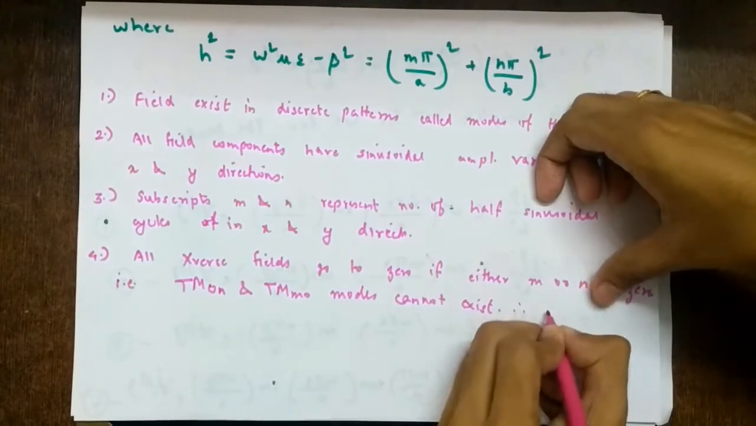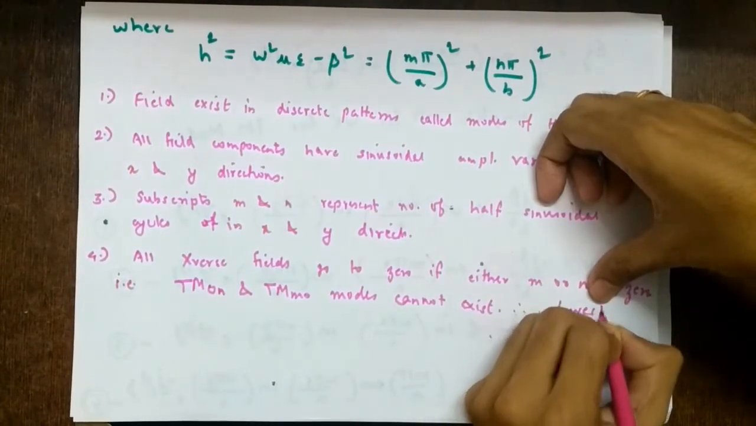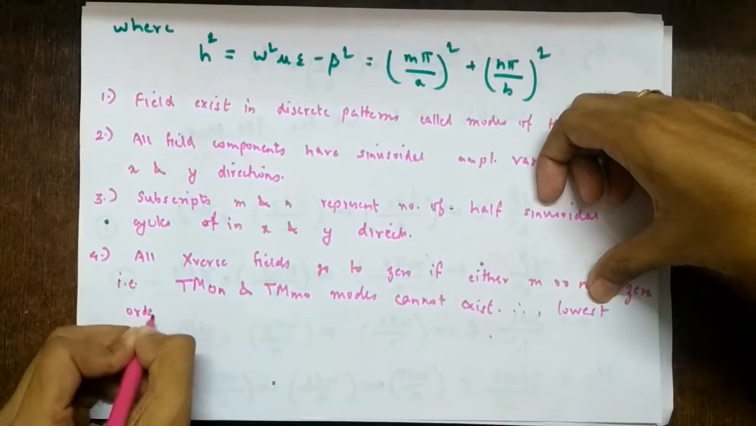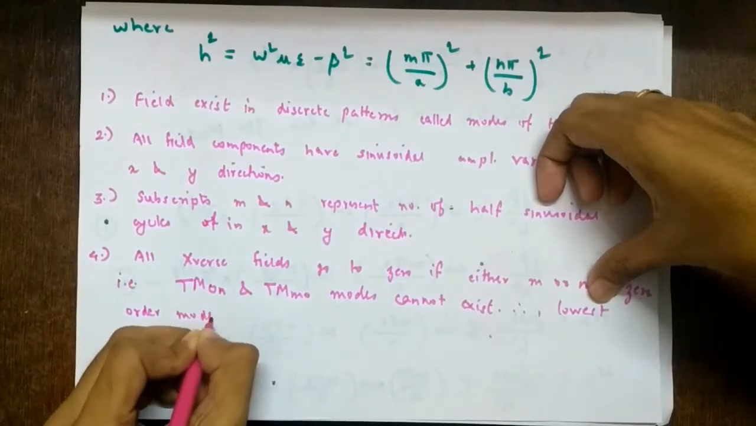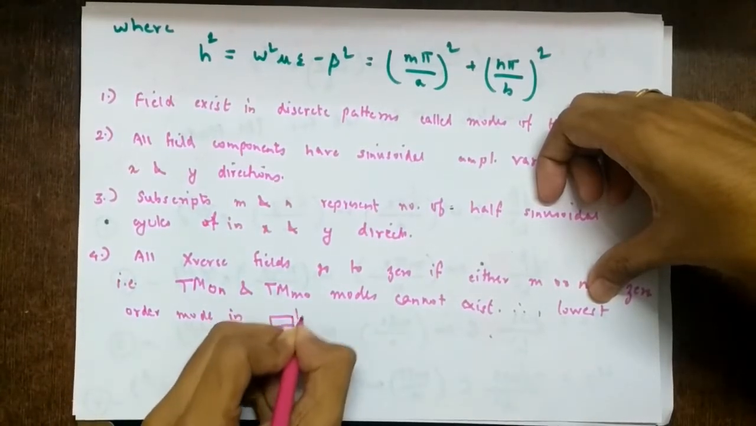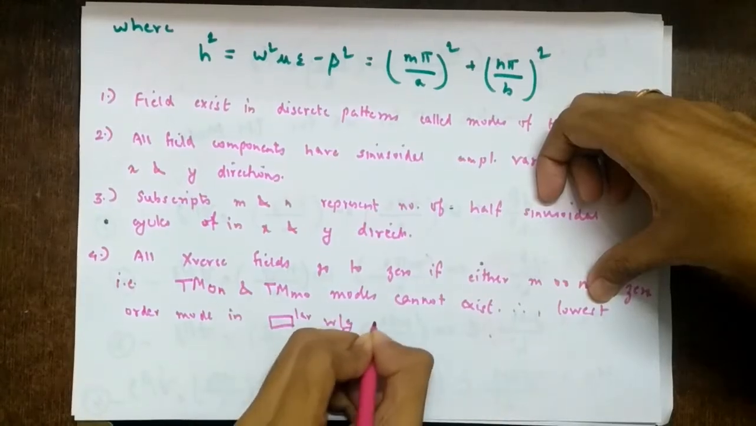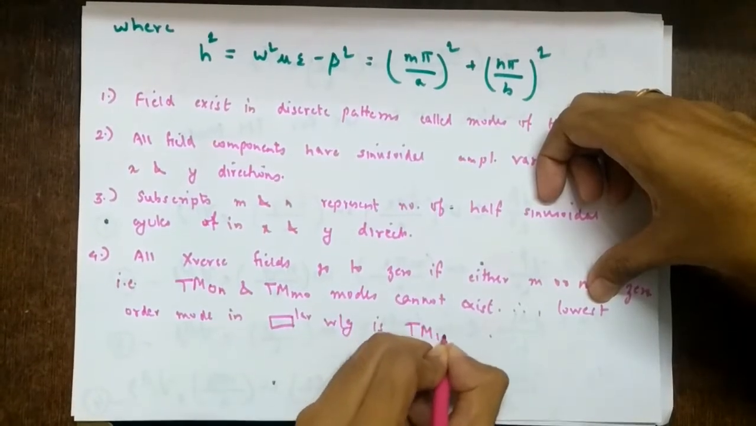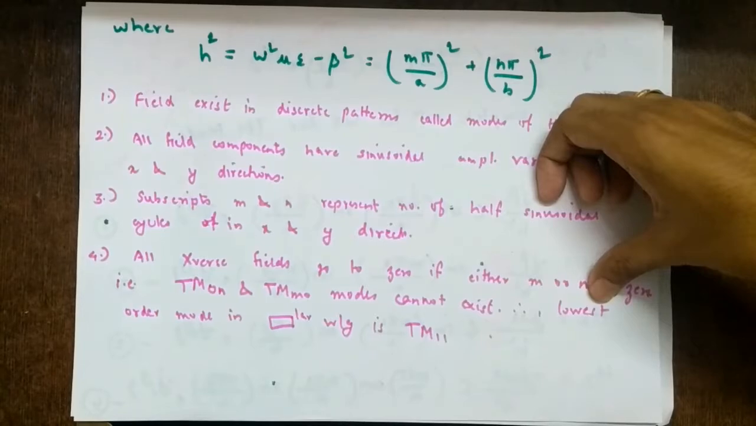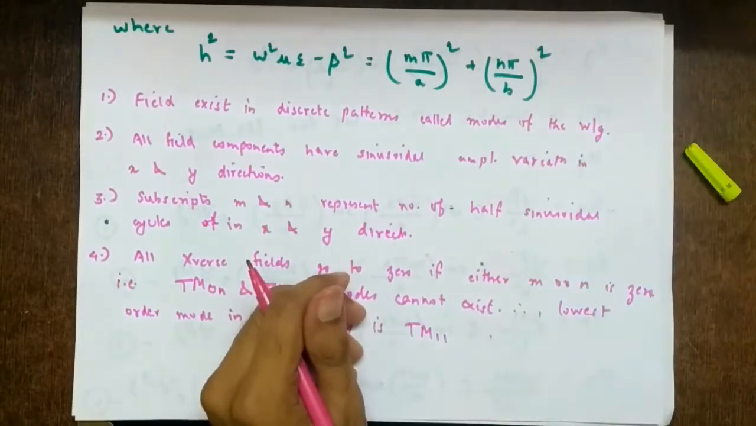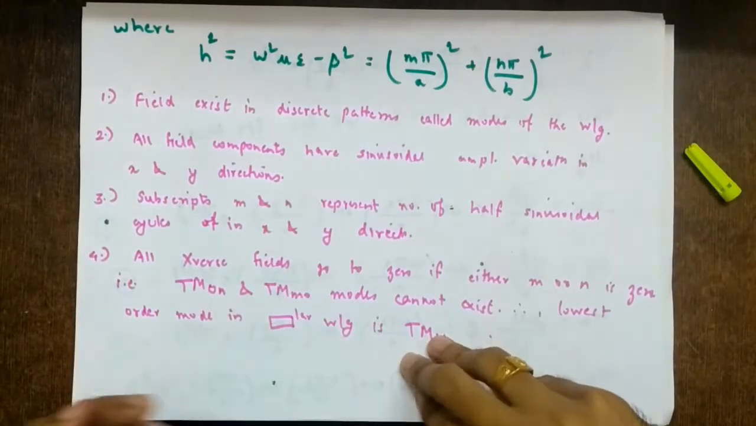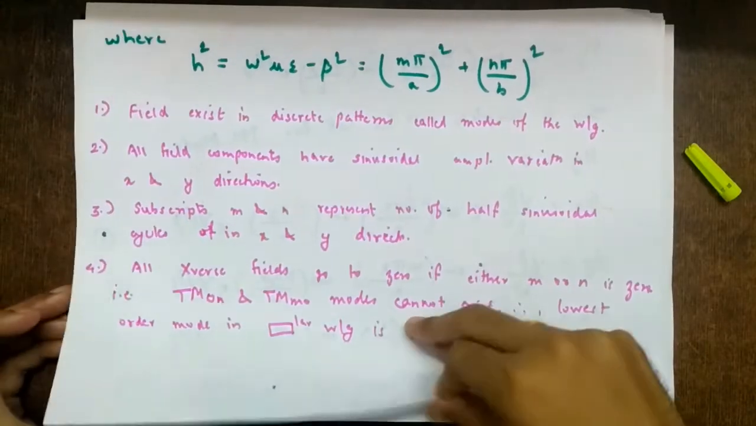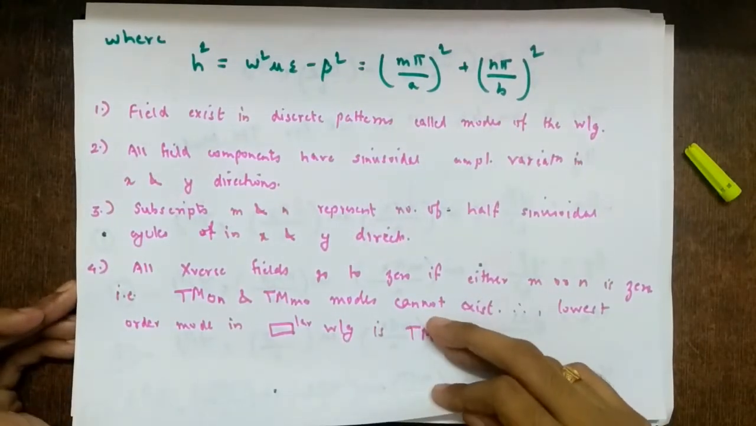So what can we conclude? Therefore, the lowest order mode in a rectangular waveguide, what is it? It will be TM11, right? So this is the lowest order mode. So these are the four conclusions which we derive. Fine. So this is about the TM mode.